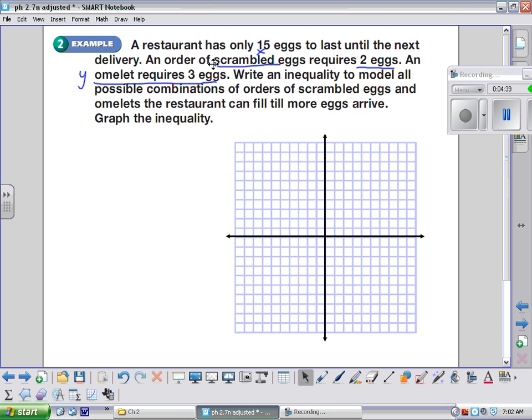So if I want to make a scrambled egg order or an omelet order, I'm going to say 2 times the number of scrambled egg orders plus 3 times the number of omelet orders. I've got 15 eggs, so less than or equal to. I can use all 15, right? I can have the or equal to there, so this is going to be a solid line. I know you can use the cover-up method and graph this, but my preferred method, just to be sure that I'm accurate, is to get it in slope-intercept form. So 3y less than or equal to minus 2x plus 15, divide.